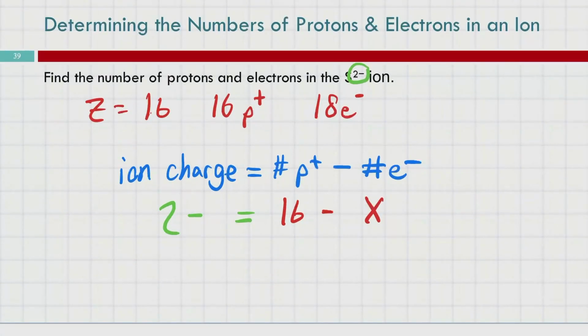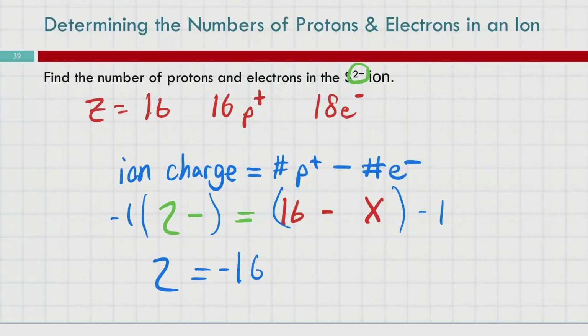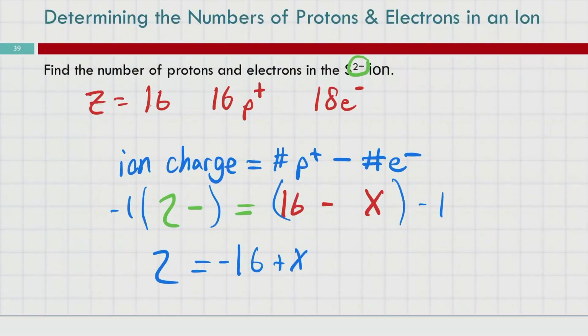So one of the issues that we've got right now is that we're subtracting x. We want x to be positive and by itself. So we could multiply both sides by -1. That gets us to 2 equals -16 plus x, or x minus 16. Then we could add 16 to both sides to move the 16 over. And we get 16 plus 2 equals x, or 18 equals x. So we have 18 electrons.